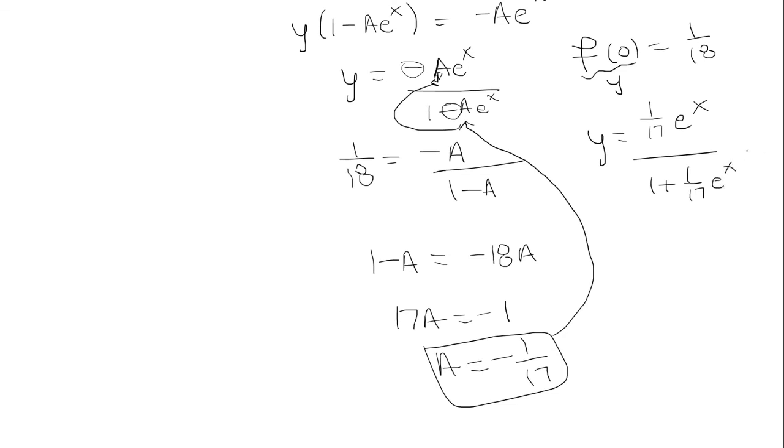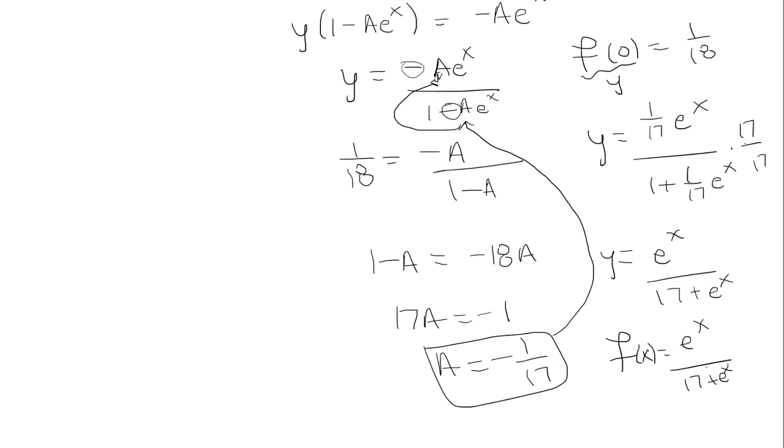And now I can multiply top and bottom by 17 to simplify. So the 17 is going to cancel at the top, I'm going to have e^x, and then the 17 has to distribute to both the 1 and the 1/17. And we said let y be f(x), so we'll just write it in terms of f(x). By the way, that step was optional. I think it's easier to visualize that way. And so this is our final answer.